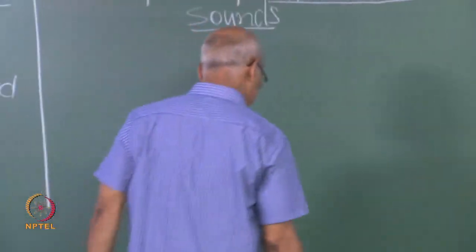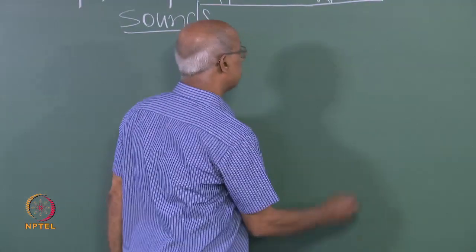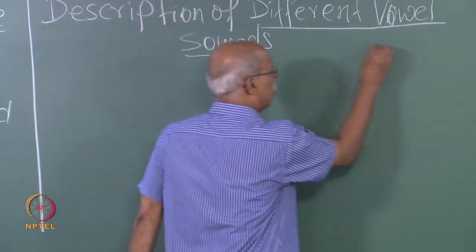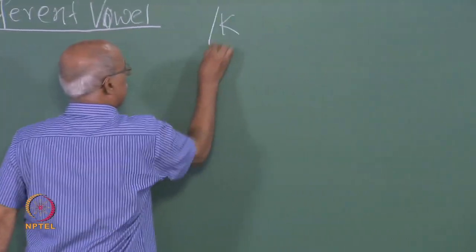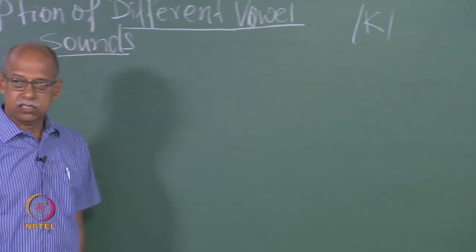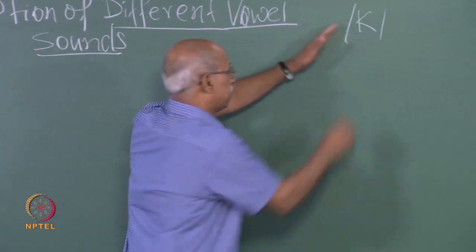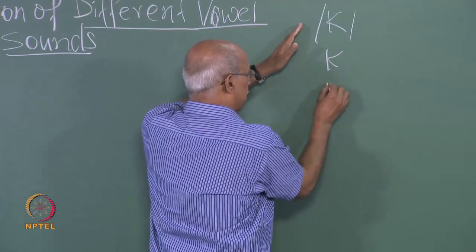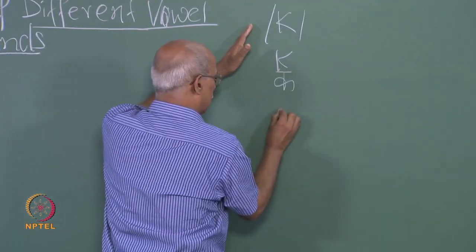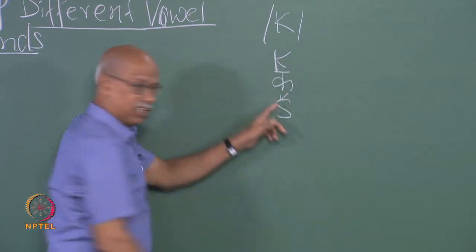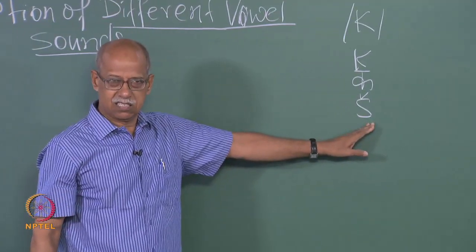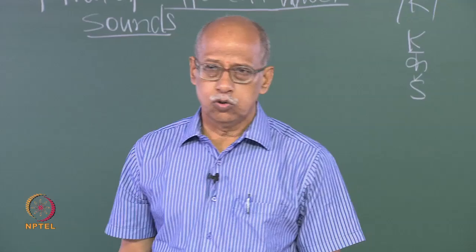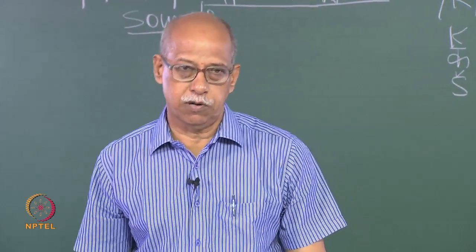Say, for example, look at this sound. K. Okay? Now, in the Roman alphabet you use K. In Devanagari, you use K. In Telugu, is it correct? Yes. K. So the question is, how shall we talk about sounds?